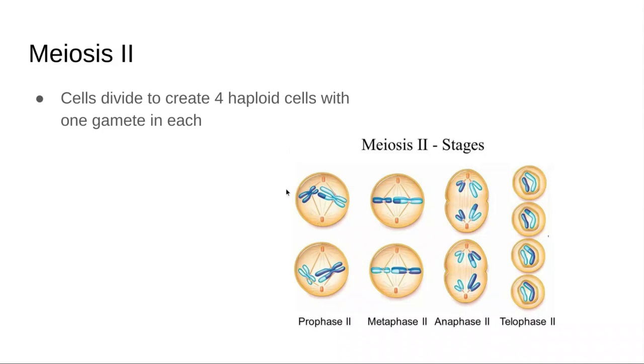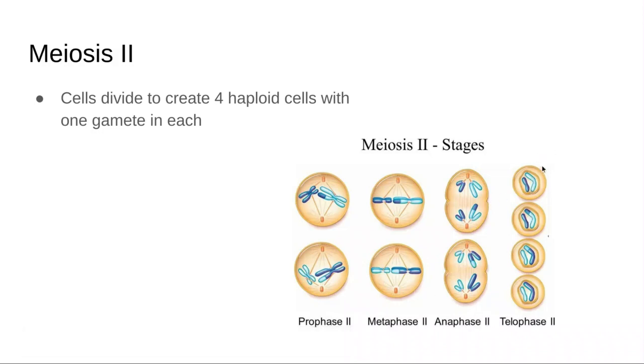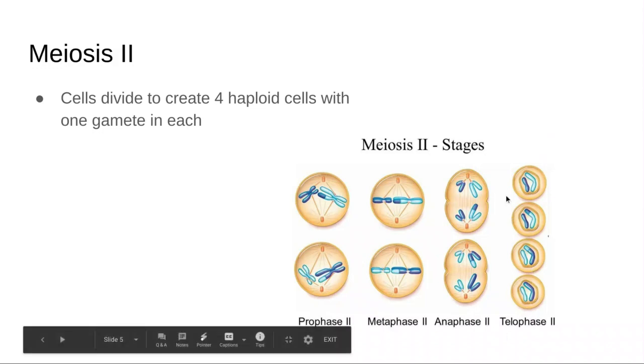So this is the first cell for meiosis 1. This is the second cell for meiosis 1. They're both going to go through the phase of PMAT, right? And you're going to end up with two here. You're going to end up with sex cell here, sex cell here, sex cell here, sex cell here. And that is the result of meiosis 2.